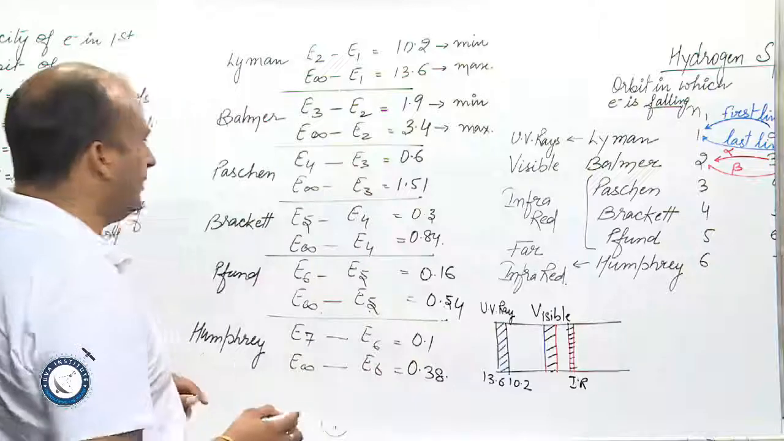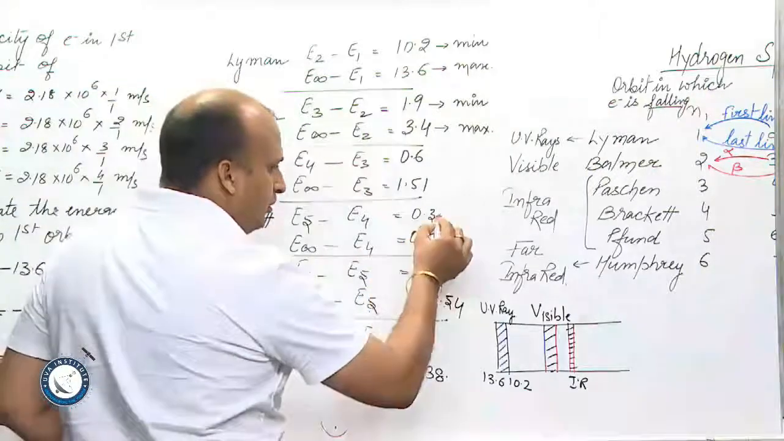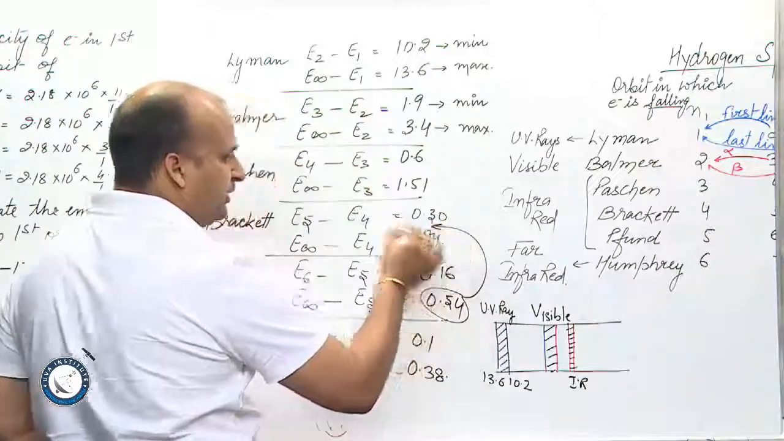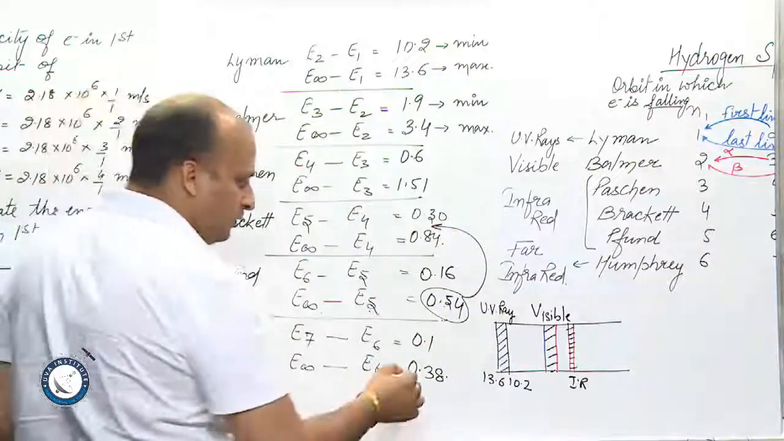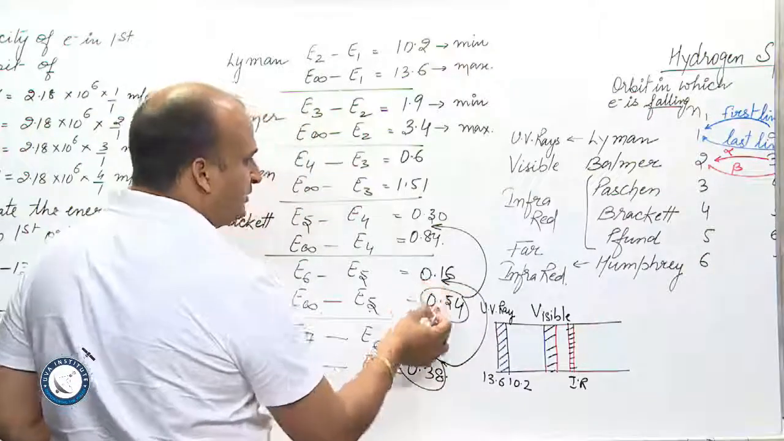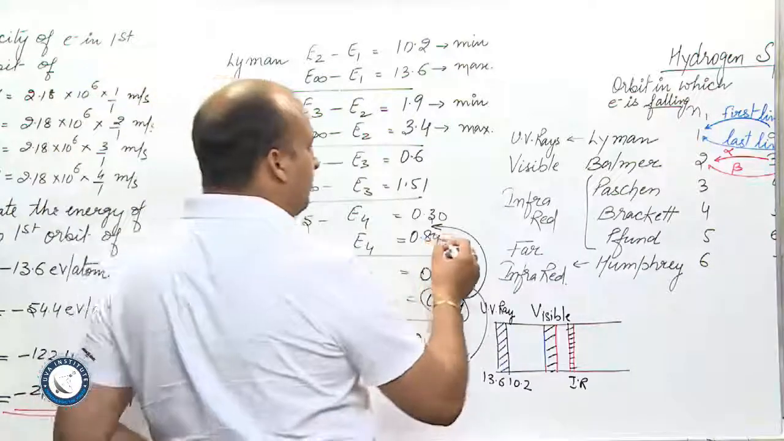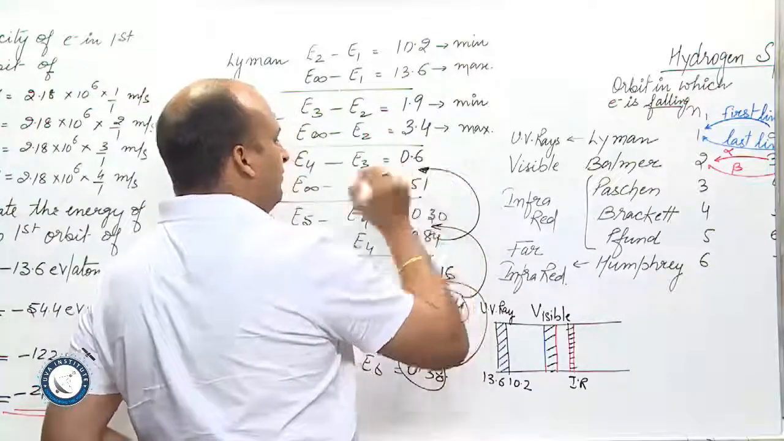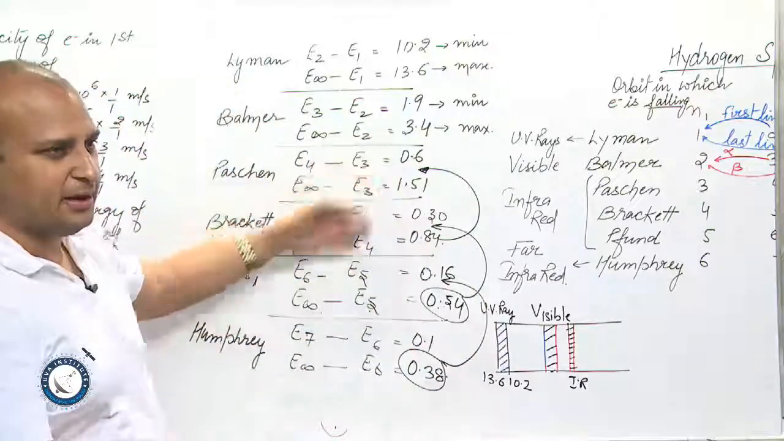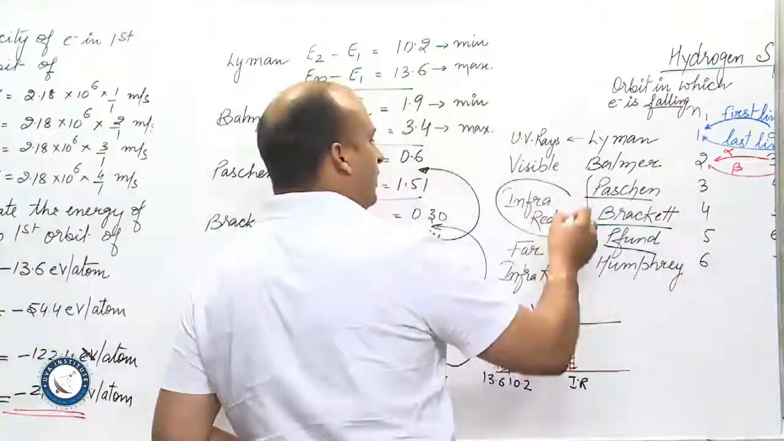And as you can see over here, 0.54 is lying between 0.3 and 0.84. 0.38 is lying between 0.16 and 0.54, isn't it? 0.84 is lying between 0.6 and 1.51. So here the values are overlapping, and that is why you see Paschen, Brackett, Pfund, all are lying in which series?